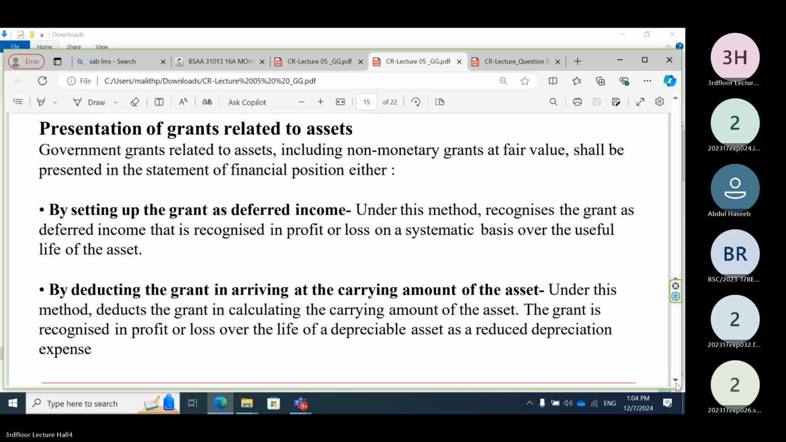But here, second method, what we are going to do? You are going to disclose. We have the asset account. And then you have the grant deferred income account, after recognizing this year's portion. What you are going to do? You are going to deduct that from here. The balance will be displayed in the books.